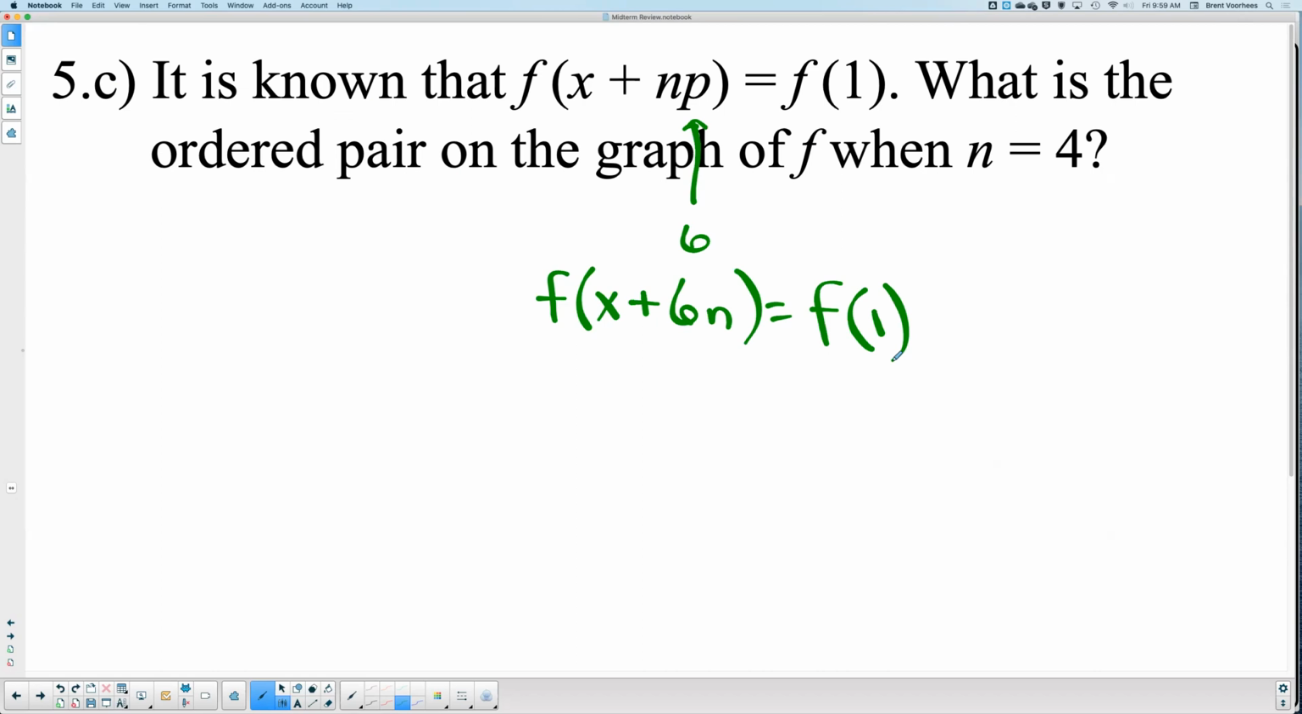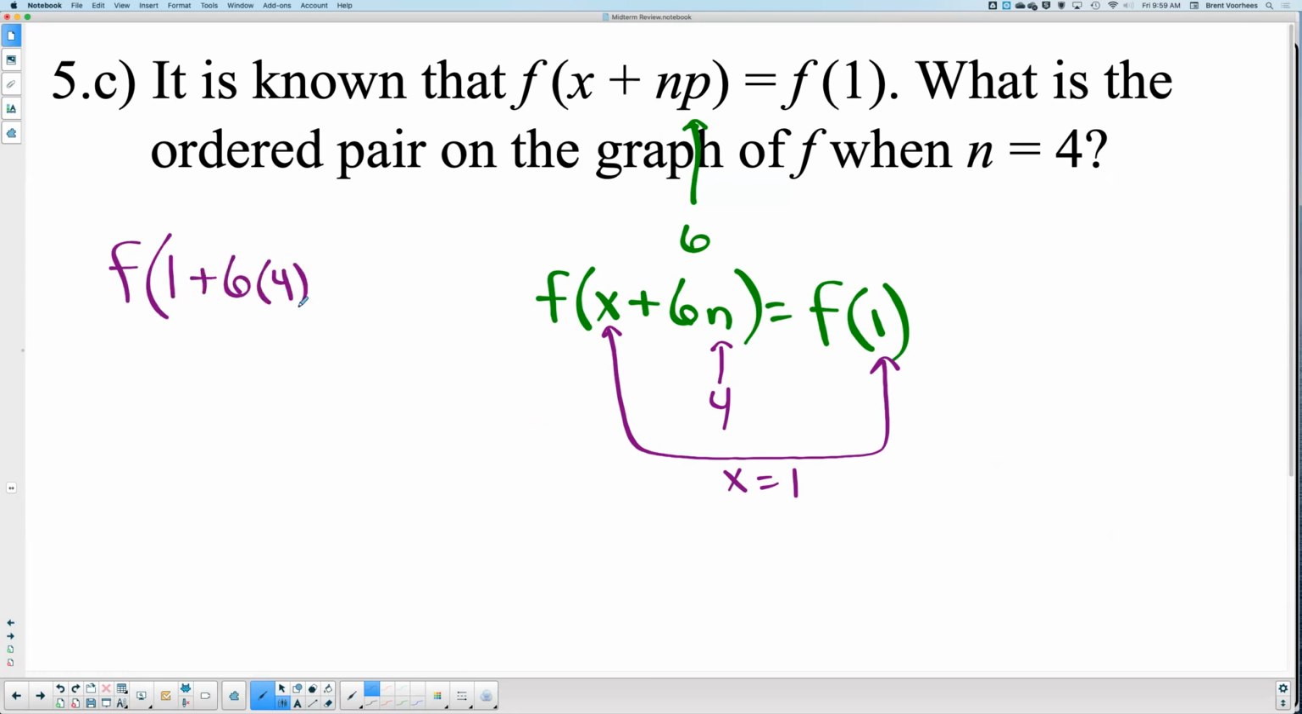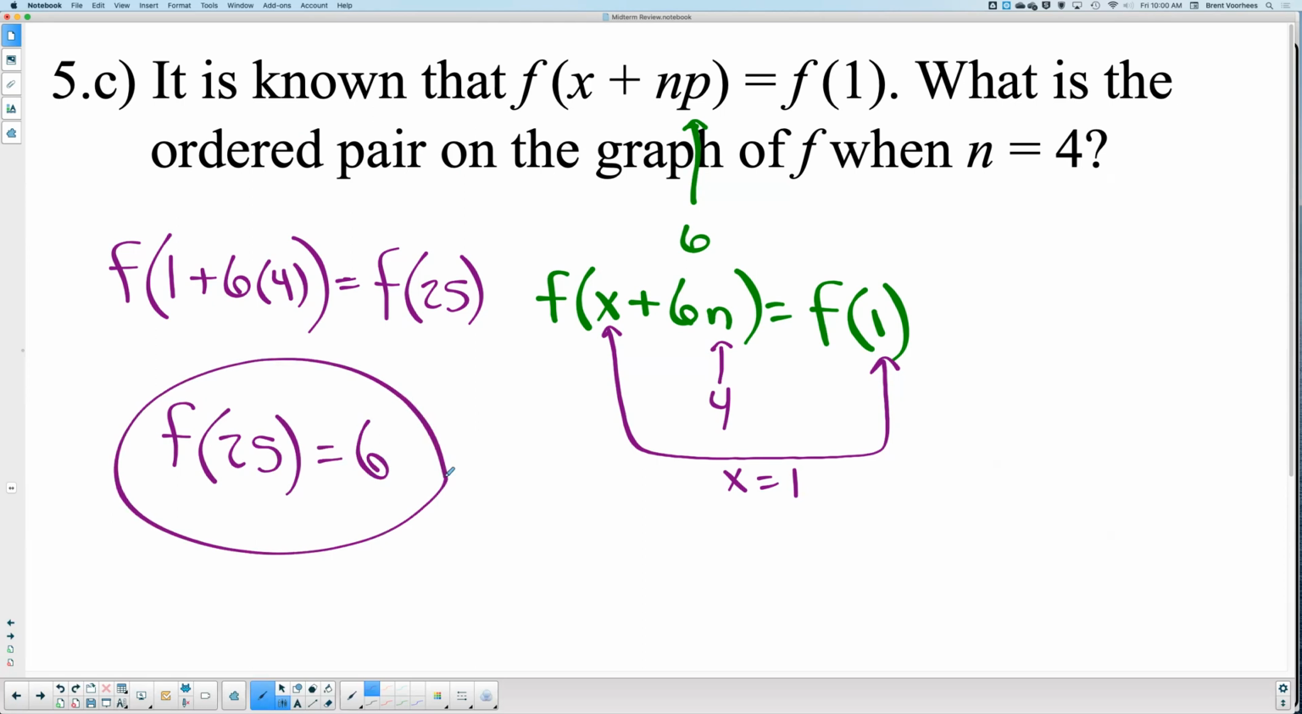It says, what is the ordered pair on the graph of f when n equals 4? So now what am I doing? I'm plugging in 4 there. And what is x? 1. X is 1. So let's plug in f of 1 plus 6 times 4. What is 6 times 4? 24. Add 1. We want to know what is f of 25. Well, we should know. F of 25 is going to equal 6. How did I get 6?